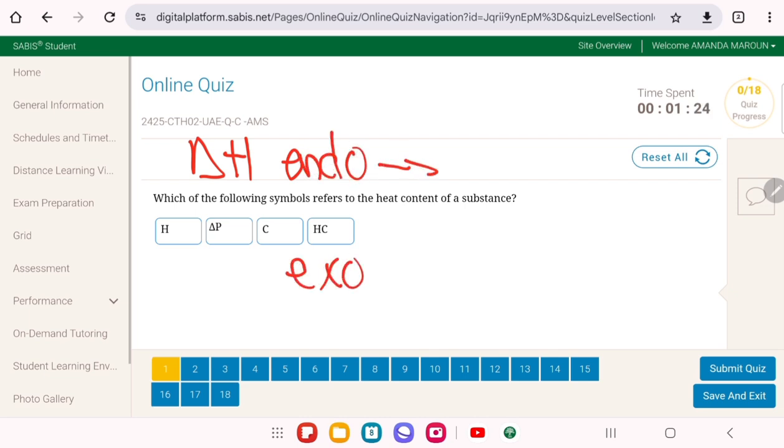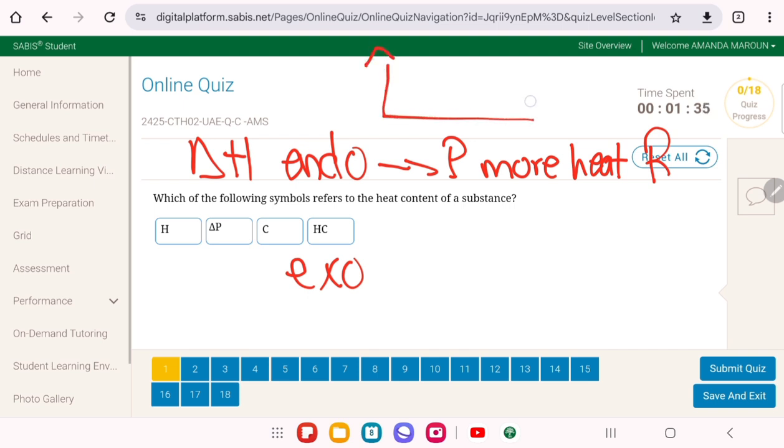For endothermic, the products have more heat than the reactants. So if we're gonna draw the graph of an endothermic reaction, we're gonna have it like this. We're gonna have the products, we're gonna have it like this. We're gonna have the reactants down, they have less heat, and the products on top, they have more heat.